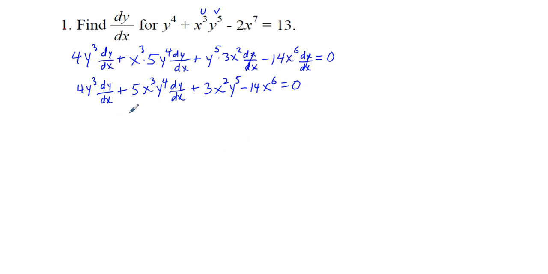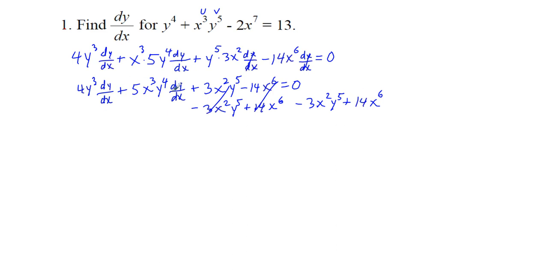So we've implicitly differentiated. Now we're going to take everything without a dy dx and move it over to the other side of the equal sign, which we're going to do by subtracting 3x squared y to the 5th. So on the right side we put minus 3x squared y to the 5th power. And also we're going to add this 14x to the 6th power to both sides, and so these 2 terms will cancel each other.